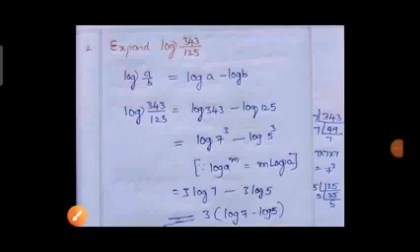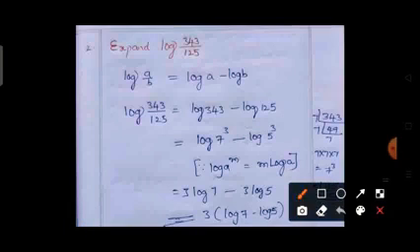Now we are in the second sum: expand log 343 by 125. Here log A by B is equal to log A minus log B. This is our formula. As per our formula, in the place of A, 343 has come, and in the place of B, 125 has come. So log A by B means log A minus log B, that is log 343 minus log 125.